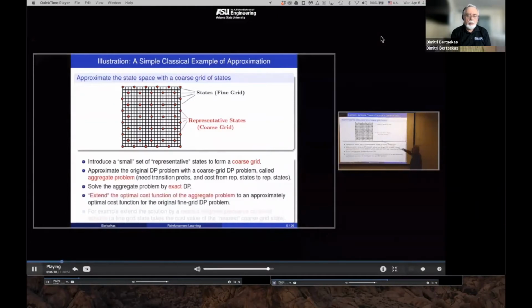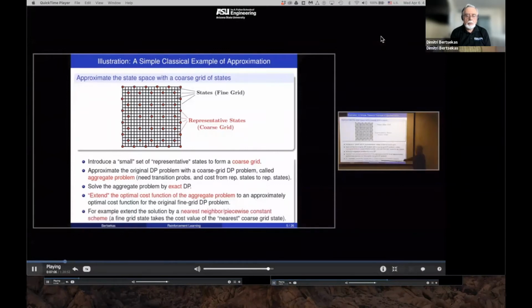Now, after we have obtained an exact cost from the aggregate problem for the red states, we have to extend it to the black states, right? How do we do that? Well, there are a number of ways of doing it by some kind of relation or proximity. For example, black states that are close to a red state may take the value of the red state. Or otherwise, a state may obtain an approximate cost by interpolation of the cost of the red states.